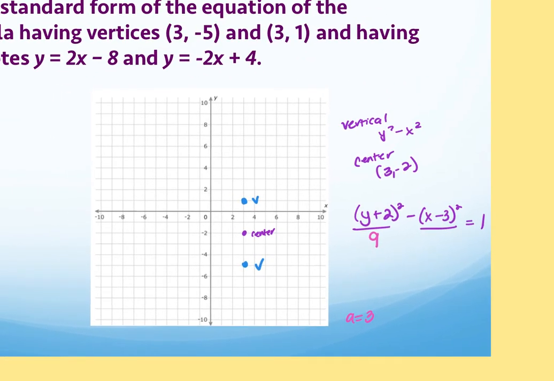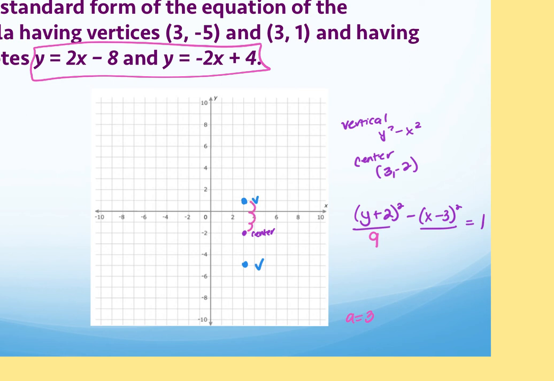And then it gives me these equations. My asymptotes are y equals 2x minus 8 and y equals negative 2x plus 4. Now, oh, sorry, go ahead. How did you know that it was 3? Because the distance from the center to the vertex.